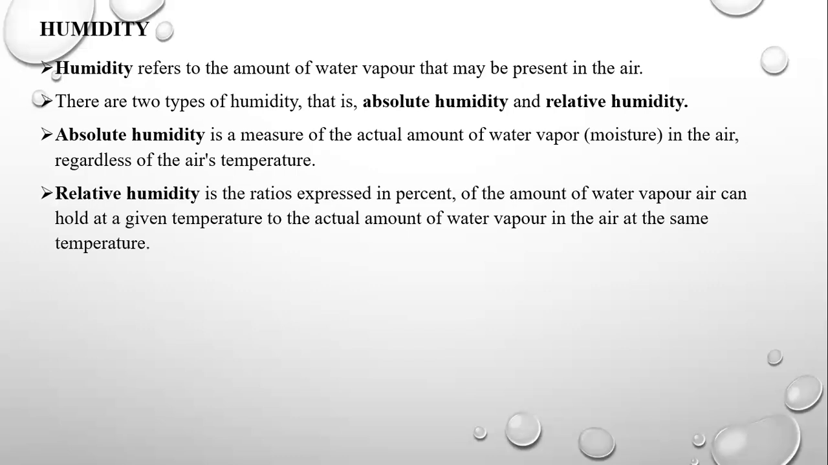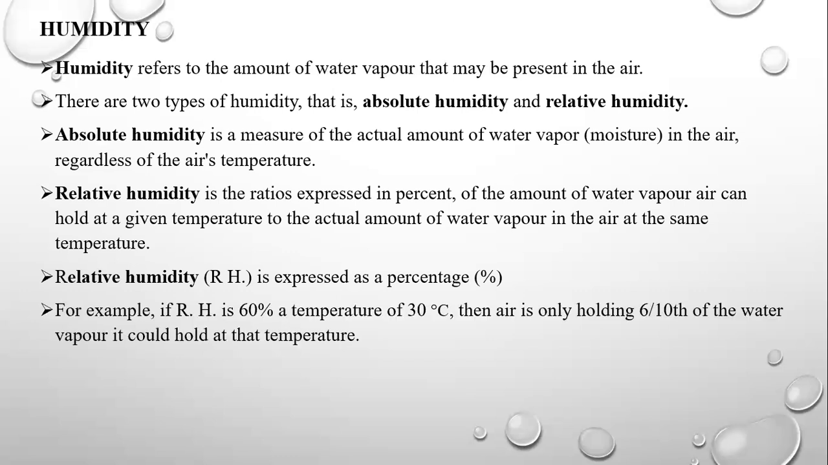Now, relative humidity is the ratio, expressed in percentage, of the amount of water vapor air can hold at a given temperature to the actual amount of water vapor in the air at the same temperature. So what this simply means is that when we say relative humidity, we are talking about the ratio of the actual amount of water vapor in the air at a given temperature to the water vapor air can hold at the same temperature. Now, relative humidity is expressed as a percentage.